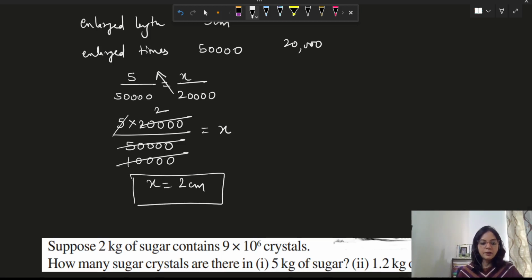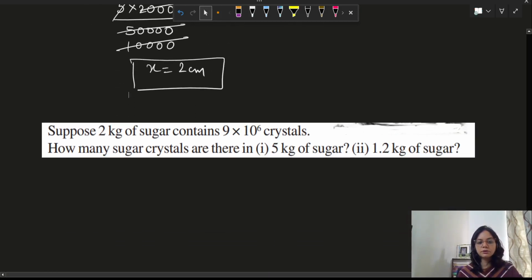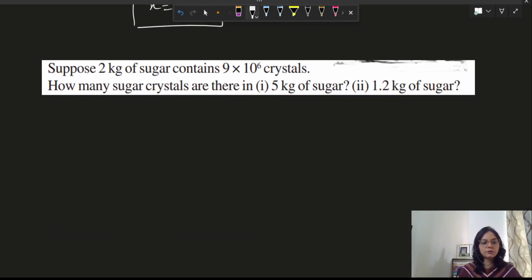Okay, students. Now let's move to the last question, which is this one. It's also a direct question, so we can do it. Now, what it says is that suppose 2 kg of sugar contains 9 into 10 to the power 6 crystals. How many sugar crystals are there in 5 kg of sugar and 1.2 kg? These are all direct variation things. So you have number of crystals and weight of the sugar. Two things: weight of sugar and number of crystals.